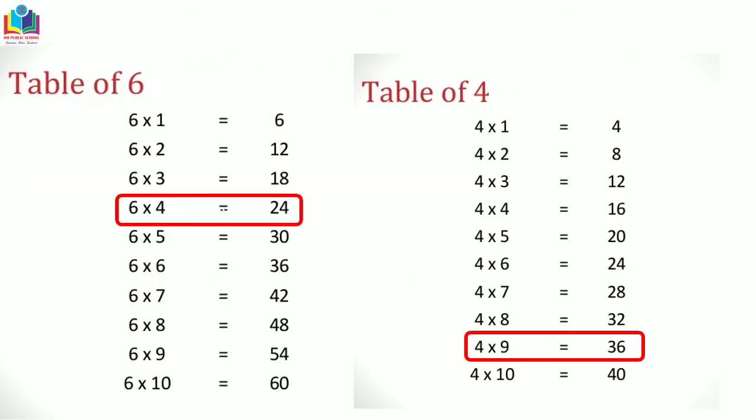Can you find those two values in the table of 6 and the table of 4 here? 6 into 4 is equal to 24 flowers that we found, and we saw 4 into 9 is equal to 36 while counting the apples, bananas and the kites. This is where you will find all these results, all these products once you learn the tables.